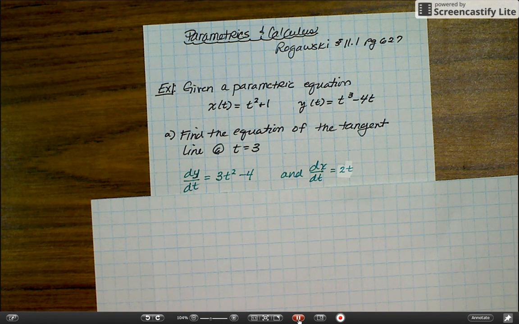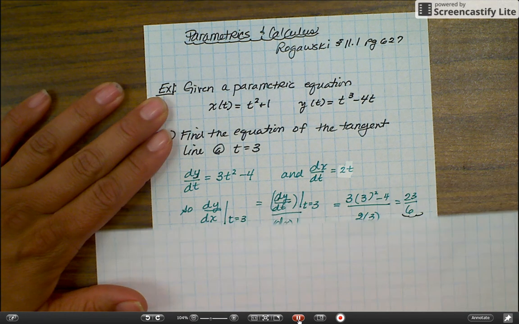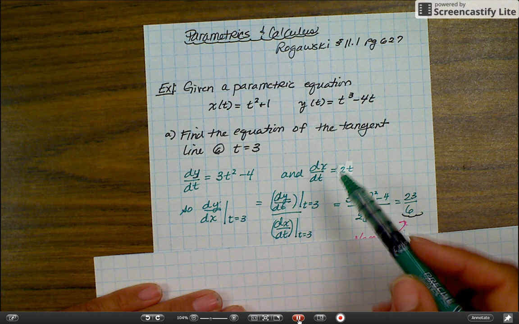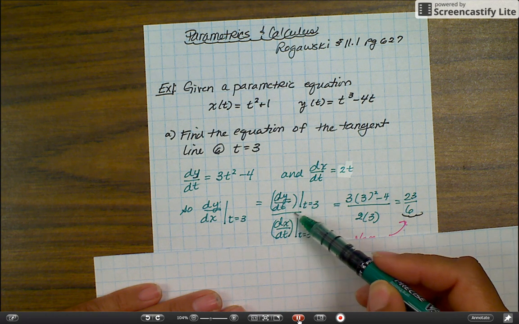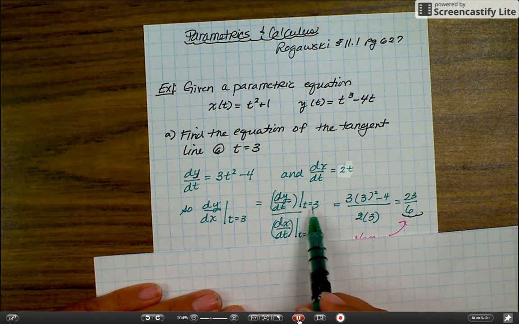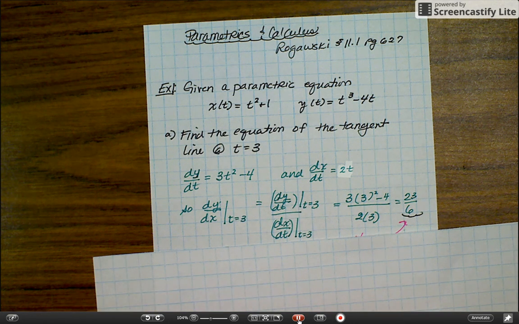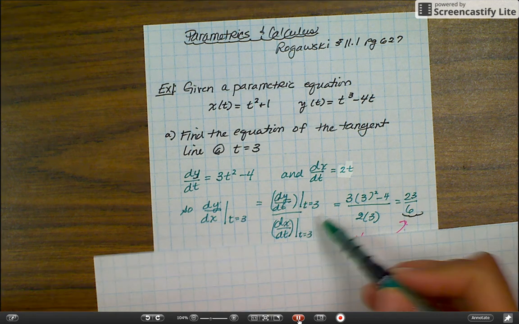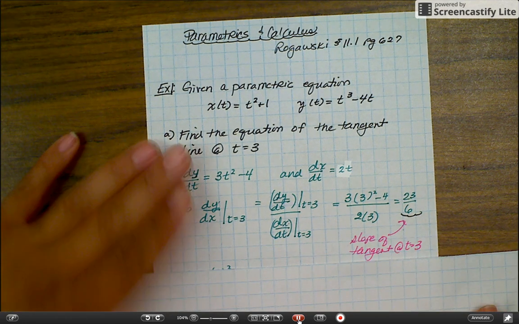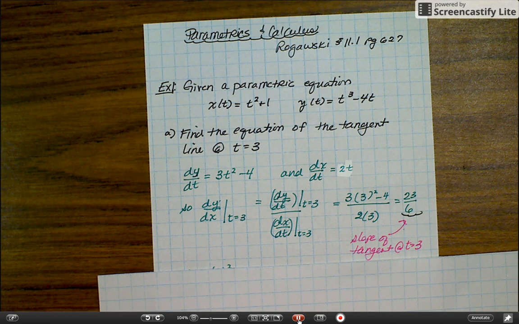So now I want to find what we usually have as our derivative, which is dy dx. So dy dx is the same thing as dy dt divided by dx dt. And now we're going to evaluate it at t equal to 3. So all we do is we take each derivative and evaluate it at t equal to 3. And so then I show how I substituted 3 in for each of my t's, and we get the slope of the tangent at t equal to 3 is 23 over 6.